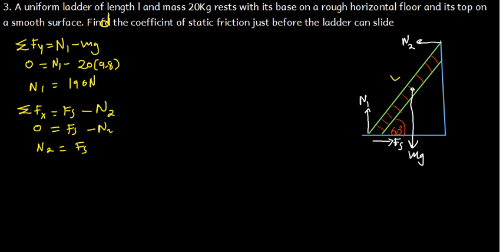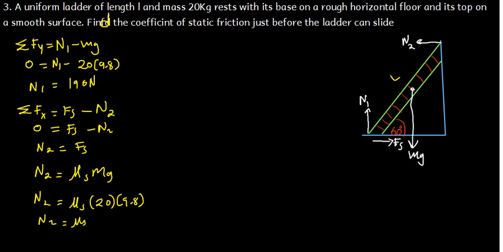Now, the static friction, we know it is given by mu s times the normal force, which is given by mass times gravity. So N2 is going to be equal to mu s. That one we don't know, that is what we want to find. The mass is 20, gravity is 9.8. So this will give us N2 being equal to mu s times 196, which we can also say mu s is N2 divided by 196.